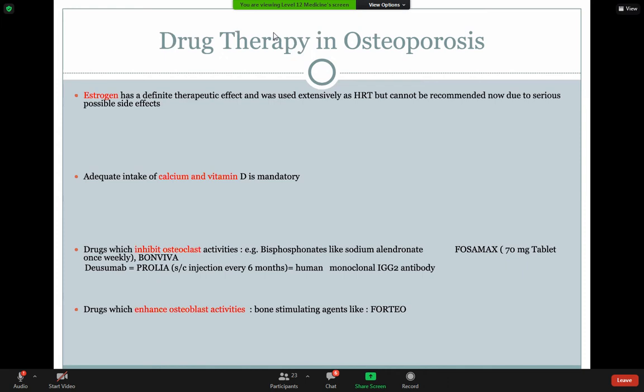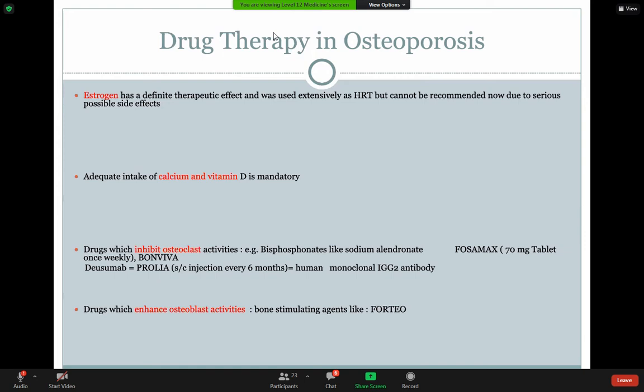One example of bisphosphonates is alendronate. The commercial name is Fosamax. It's one tablet taken once weekly. The other one is denosumab, or the commercial name is Prolia. It's a subcutaneous injection every six months, and it is composed of human monoclonal IgG2 antibodies.